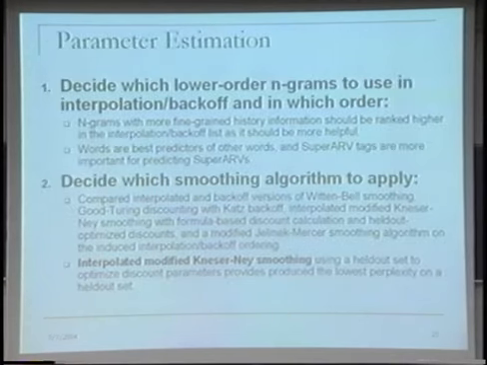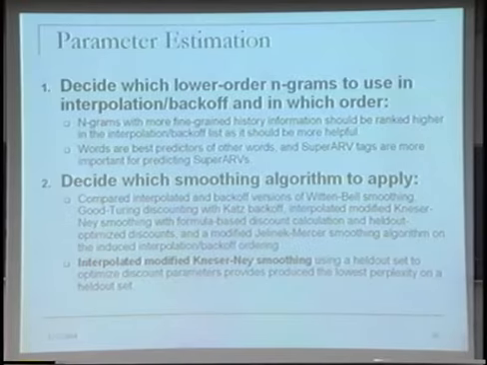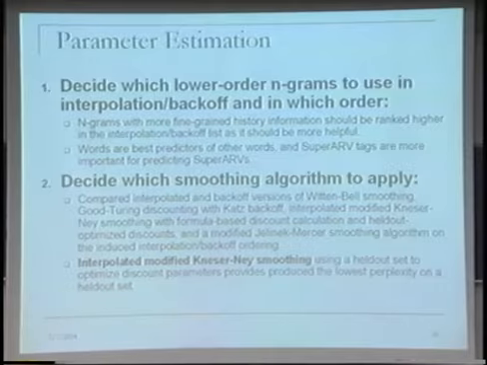Now, what you need to do here in order to build the model is decide which lower order n-grams to use in the interpolation or back off, whatever you're going to use. And you need to decide on a smoothing algorithm. For smoothing, we compared a lot of different methods, and we ended up using the interpolated modified Kneser-Ney. Not surprising.